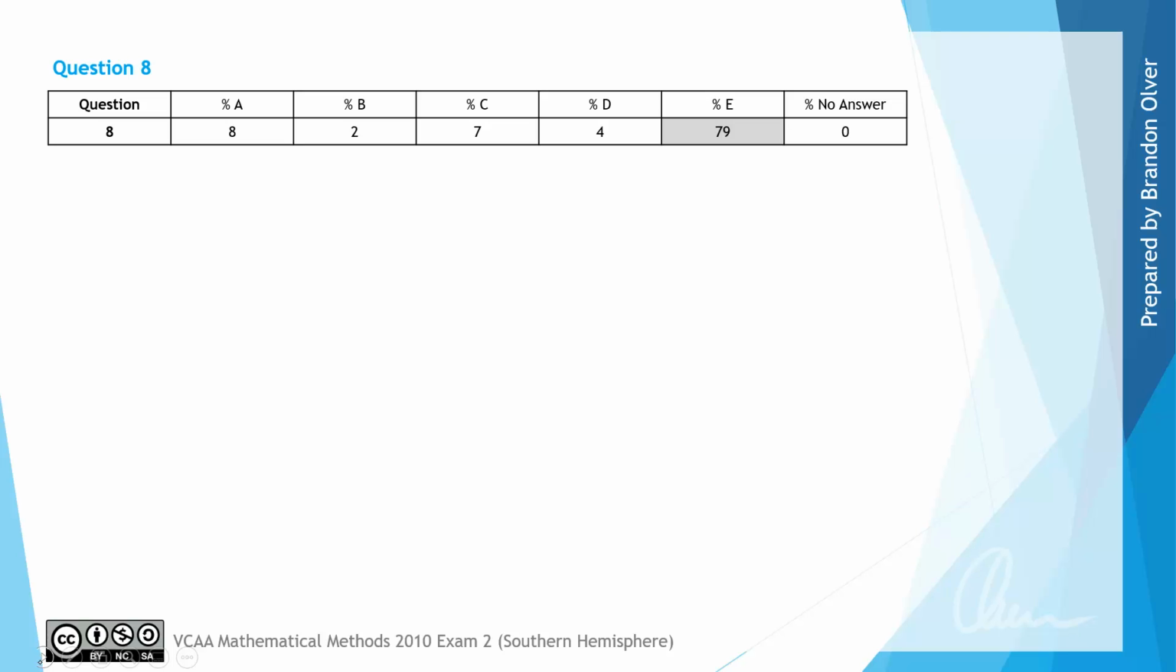And now just before we wrap up, we can see from the examiner's report that this question was done quite well in this examination, with almost 80% of students getting the correct answer for that question.